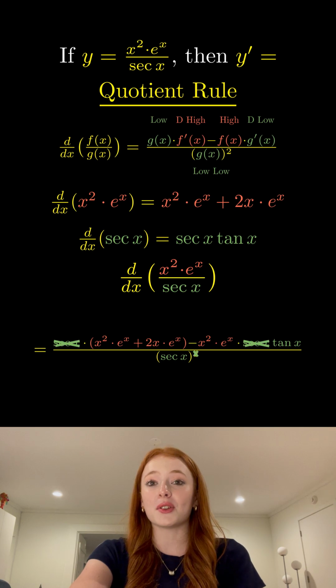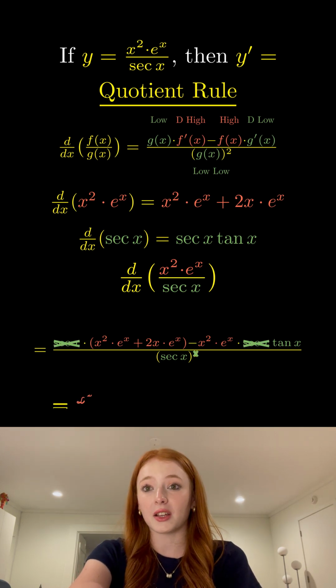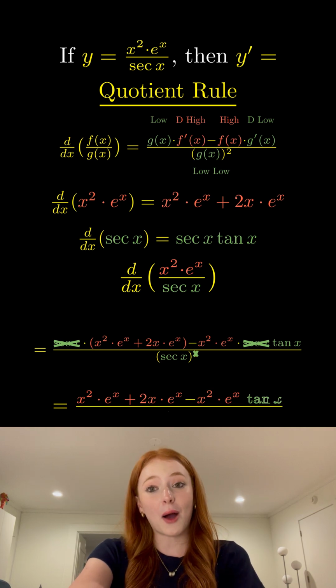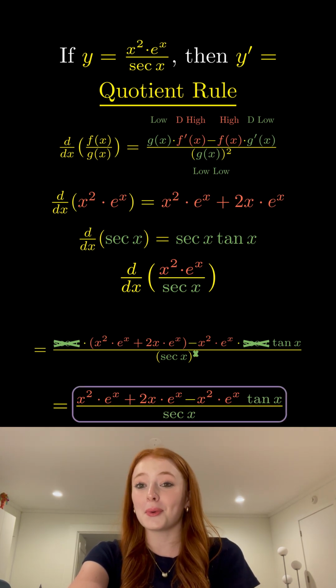Of course, we end with low, which will be secant x squared. To simplify a bit, notice that every term includes a secant x, so we can cancel a single secant x from each term. And now we have finished taking a derivative that involved the product rule within the quotient rule.